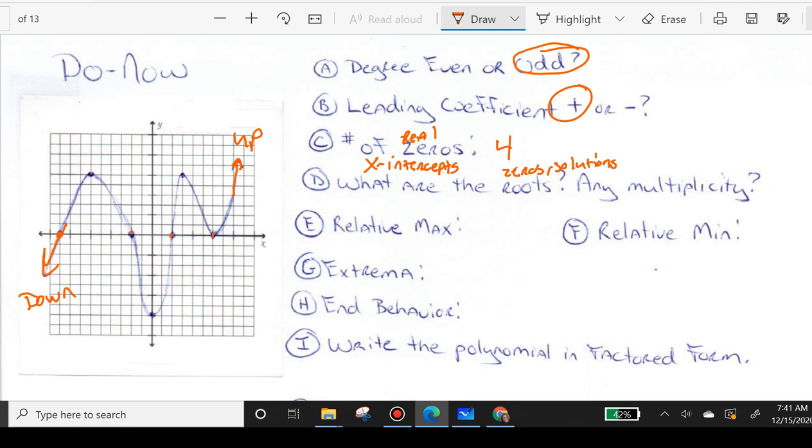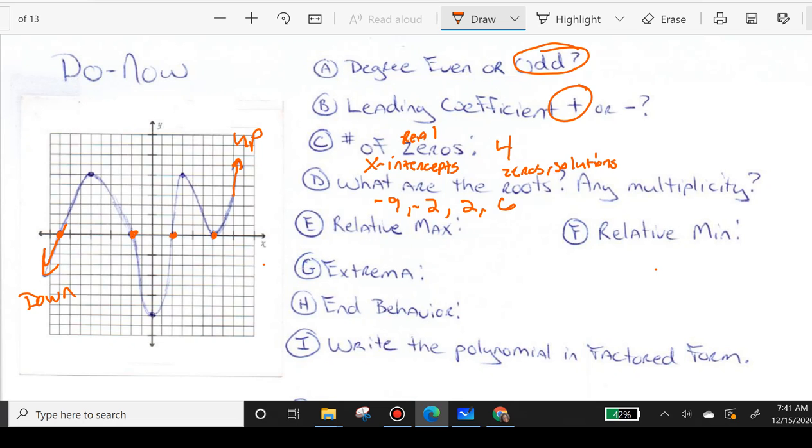So the actual roots, now we're going to put the actual values. So they are -9. This here is -2. And then we have a +2. And then the last one here is 6. So these are the 4 roots. The next question says, is there any multiplicity?